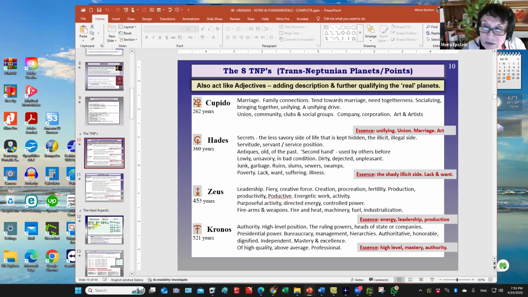The book says that it has art, and a colleague of mine also reads it as art. I have not been able to see it as a major art indicator, but I have it here just because it's there. But the other keywords, the marriage, the family, the tendency to be in a group, togetherness is very strong in Cupido, super strong. Okay.